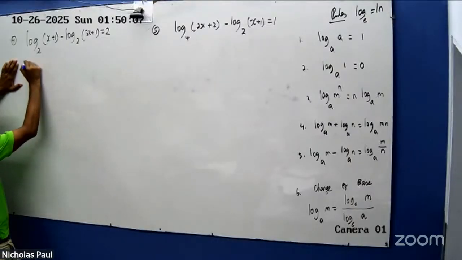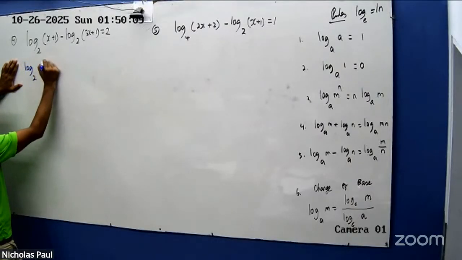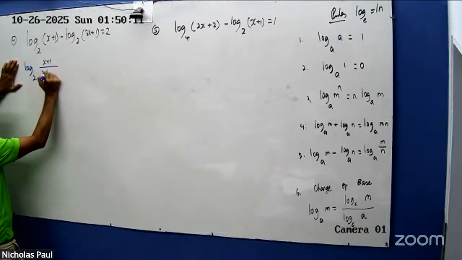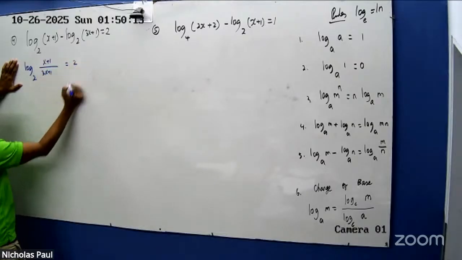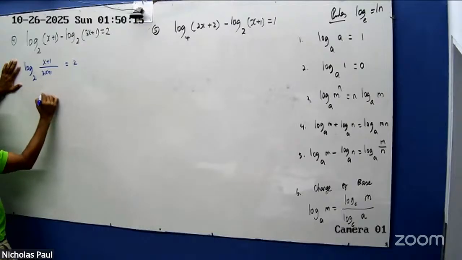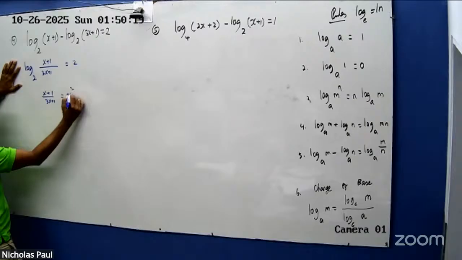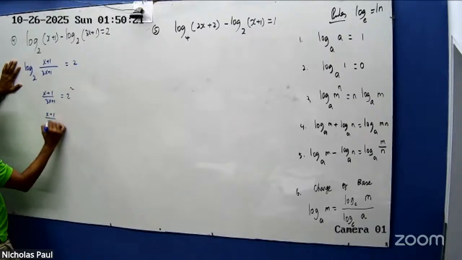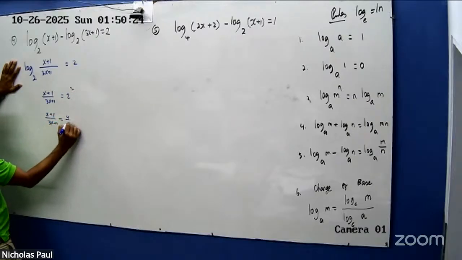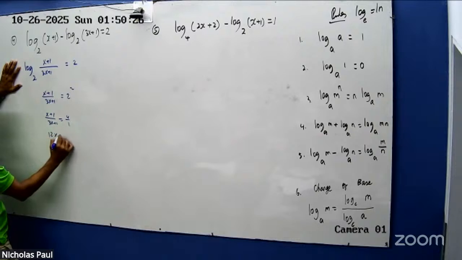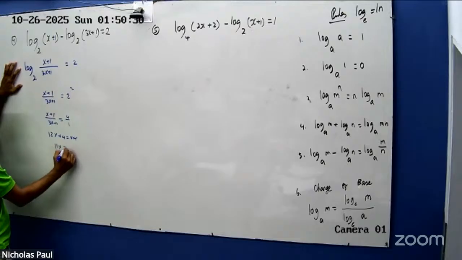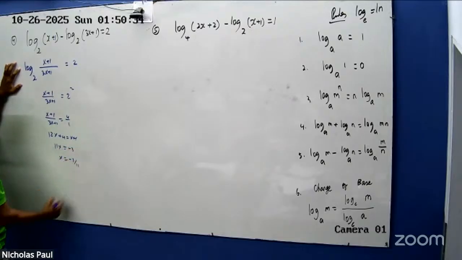So this will be log to the base 2 of x plus 1 over 3x plus 1 equals 2. And then I'll convert to exponential form. I'll get x plus 1 over 3x plus 1 is 2 squared, so that's 4. Cross multiply. And then bring your x's together. I got x to be minus 3 and 11.